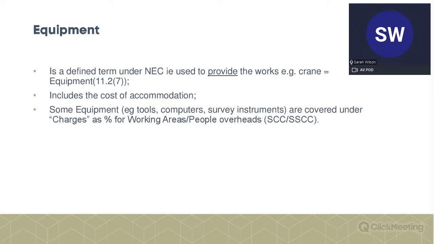So that's the first item. That's your people cost. The second item in the schedules is the equipment. That is, for example, your plant, your machinery, your cranes, your diggers, etc. It doesn't include some of your small tools, because as we've already seen, some of that is included in that funny heading for charges. So just bear that in mind.